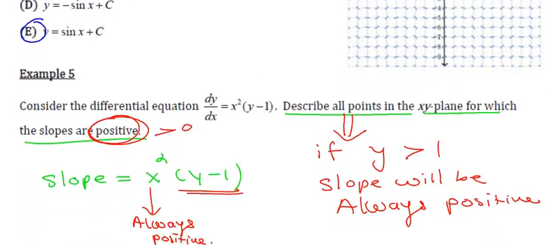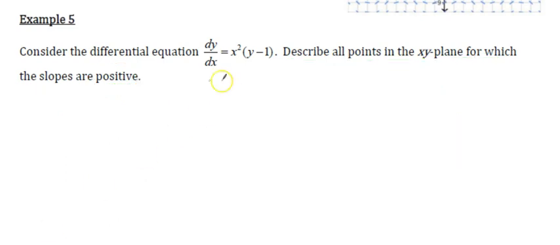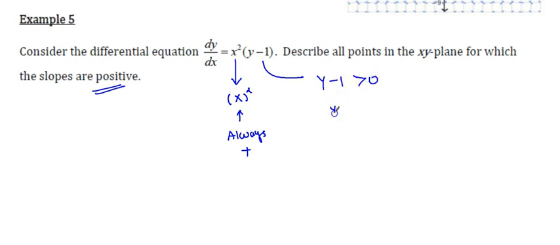Okay, let's take a look at one more example here. Consider the differential equation dy/dx is x square times y minus 1. Describe all the points on the xy plane for which the slopes are positive. Let me explain one more time. Positive slope means x square is always positive. When this factor is positive, y minus 1 is greater than 0, which means y has to be greater than 1.